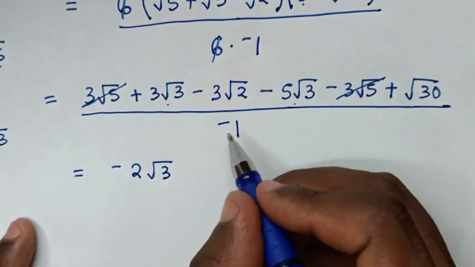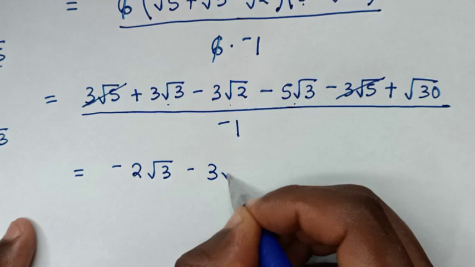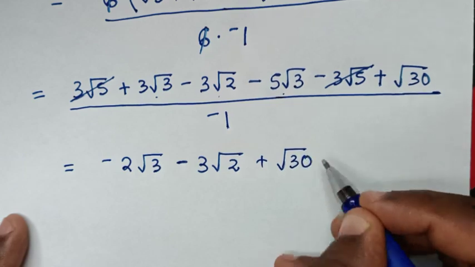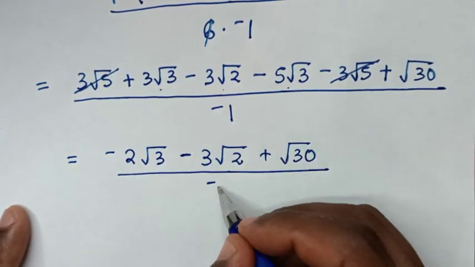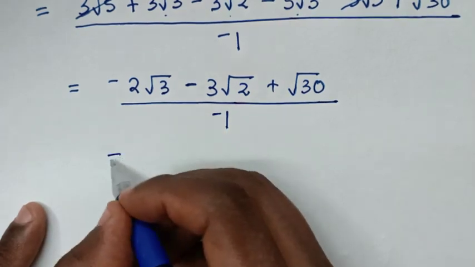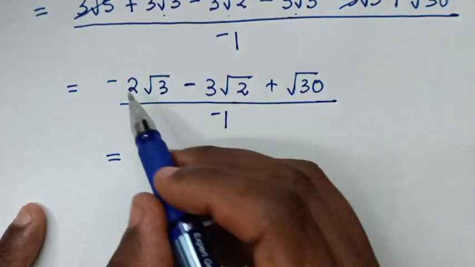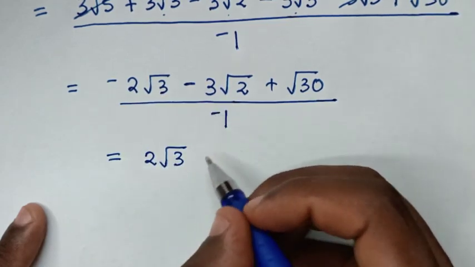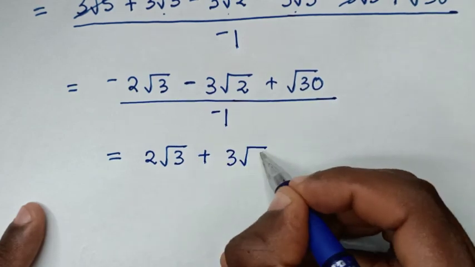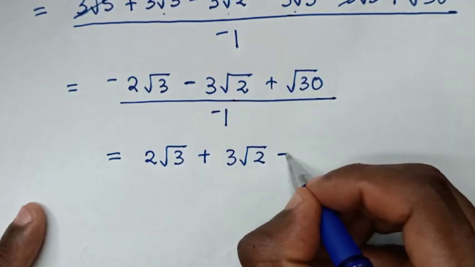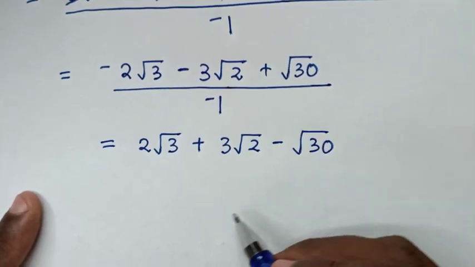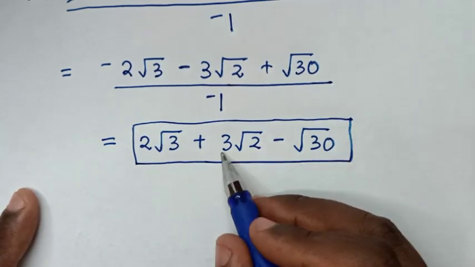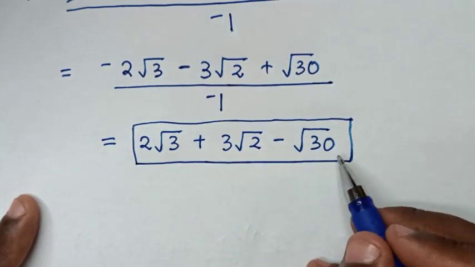Then we are left with negative 3 square root of 2, plus this square root of 30, then divided by this negative 1. So it will be equal to: negative divided by negative is positive, 2 square root of 3. Negative and negative is positive, 3 square root of 2. Positive and negative is negative square root of 30. Therefore, this is our final answer: 2 square root of 3 plus 3 square root of 2 minus square root of 30.